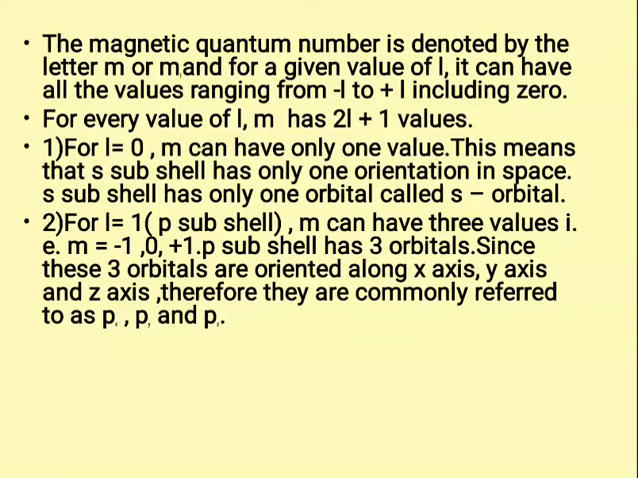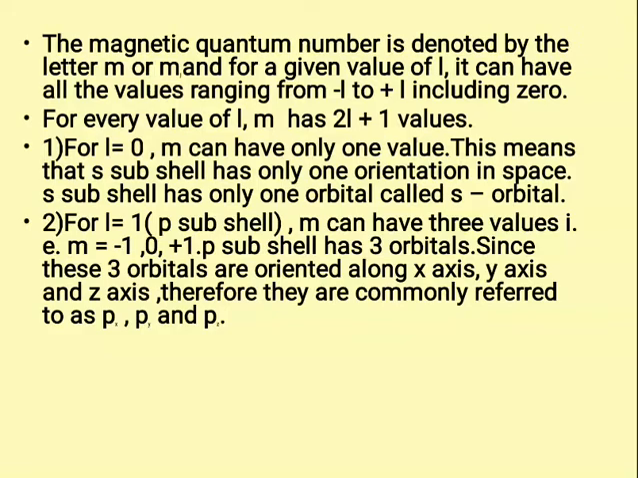Put L equals 1. L equals 1 means we are talking about the p subshell. For L equals 1, m can have three values. How? Ranging from minus L, that is minus 1, to 0, up to plus L, that is plus 1.